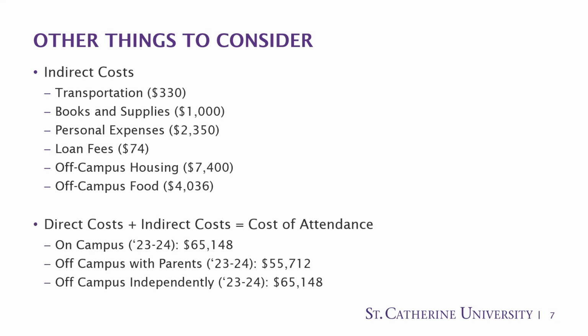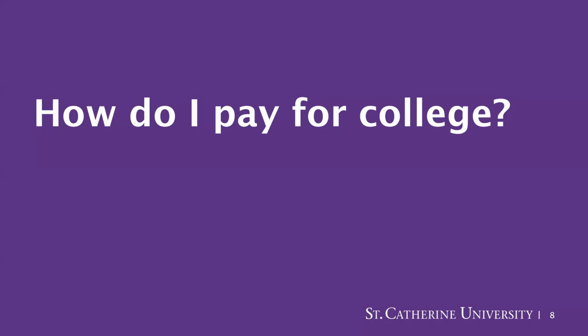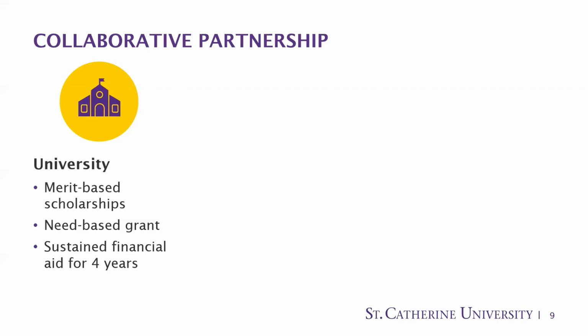As you can see here, the cost of attendance varies depending on whether you choose to live on campus, off campus with your parents, or off campus independently. Now that we've covered the various costs, let's explore some strategies to make college more affordable. To give you a broad overview of how that is possible, let's first look at all the resources available to you.